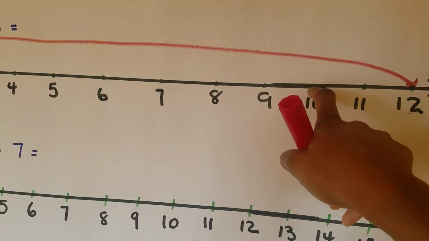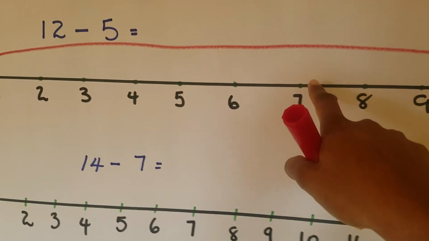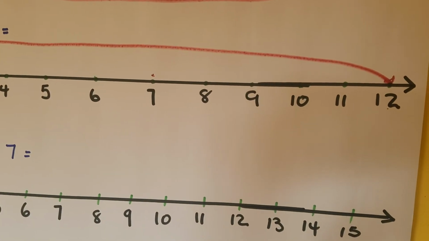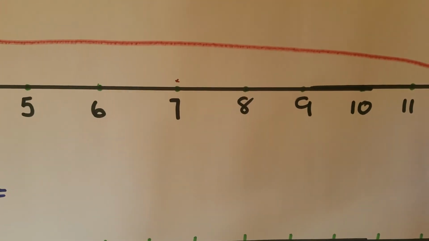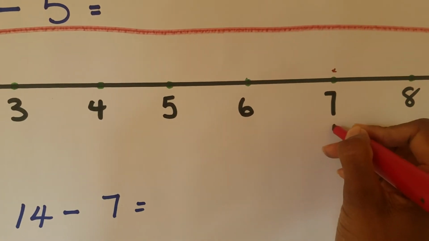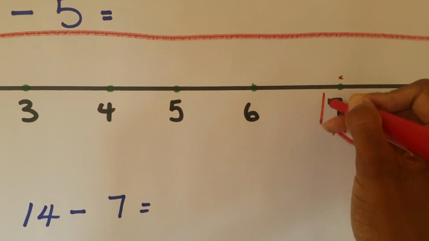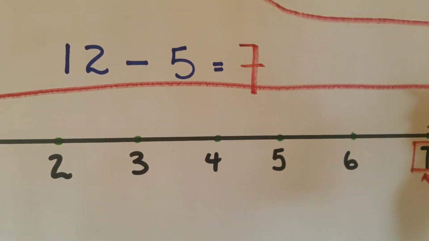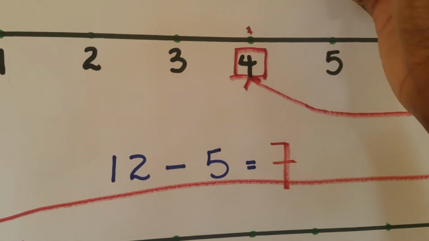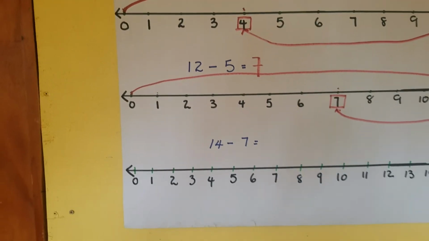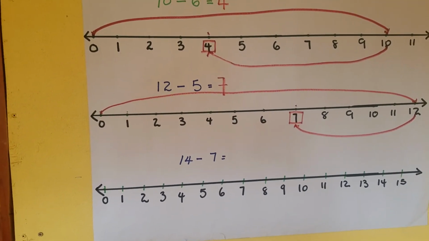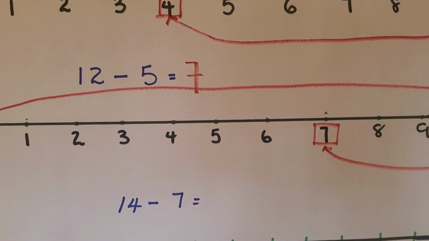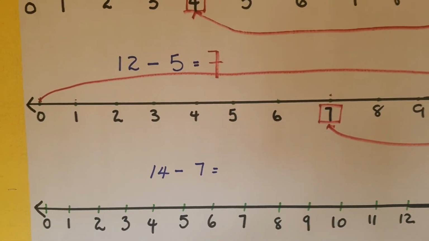1, 2, 3, 4, 5. So this is where we're coming to. Make a mark right there. That's where we're going. So we're going to jump to 7. So 12 minus 5 is equal to 7. So let's put our 7 right there. And I'm going to go back up here and put my 4. Right. So 12 take away 5 is equal to 7. And of course you can check that using counters to make sure that your answer is correct.